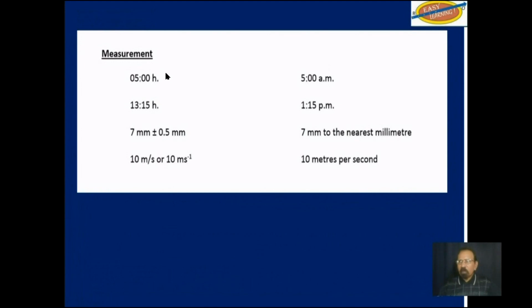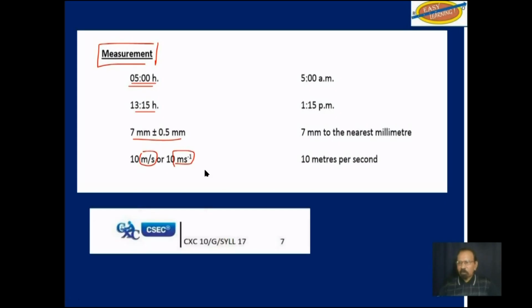Now, these are all the measurement examples given in the syllabus: time this way, measurement with margin of error, and meters per second. Those are all the examples from page 7 in the syllabus.